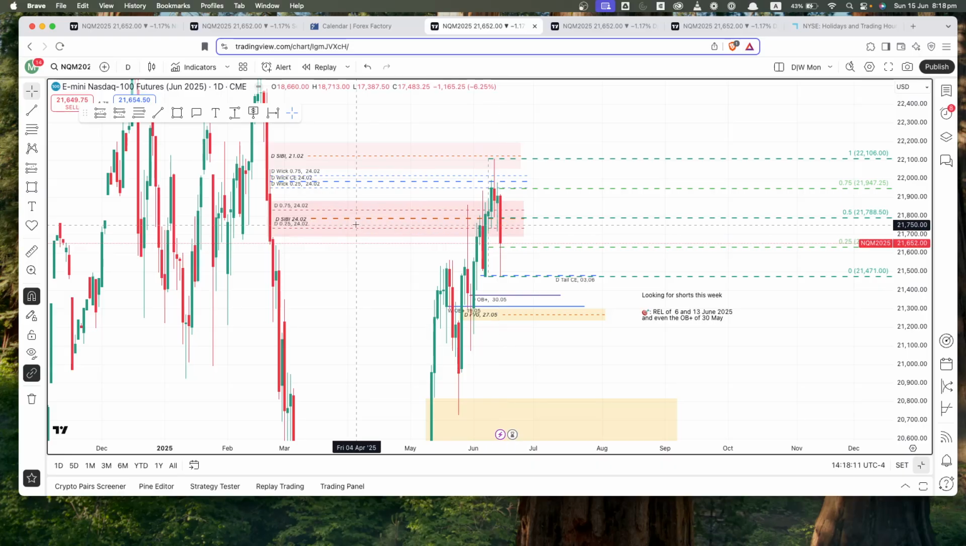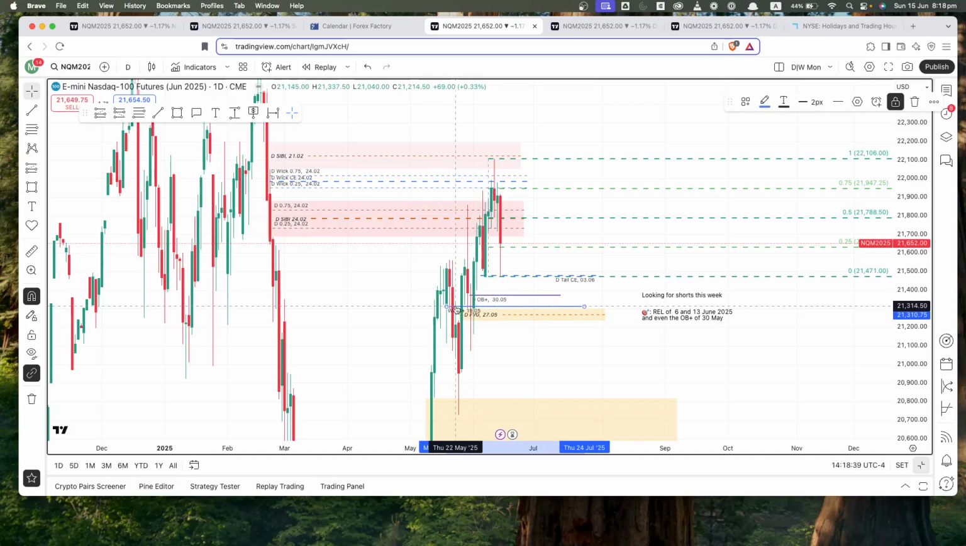So we notice that we closed below the daily CB from 24th of February, and this shows that we're likely to go down, and some objectives down are these relative equal lows from 6th and 13th of June, and then we have also an order block over here and over here. So this would be like a safe setup, I think. But it could also go lower into these order blocks and even to the weekly order block.